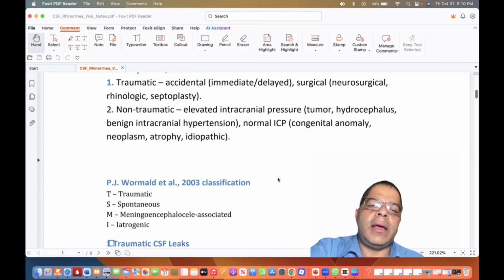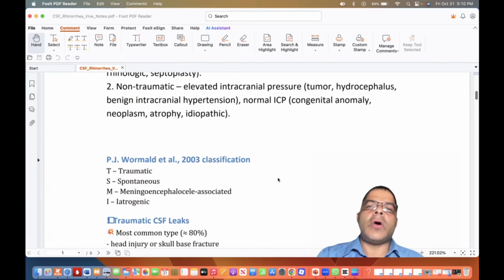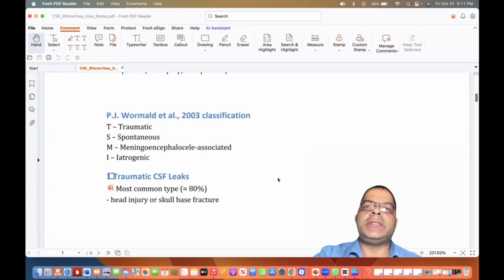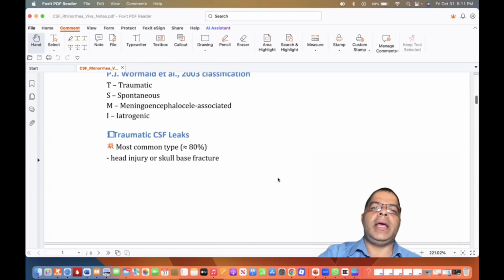But later on, one of the leading surgeons, P.J. Wormald from Australia, in 2003 revolutionized the classification, which puts all the CSF leaks into one group, classified as follows: T for traumatic, S for spontaneous, M for meningoencephalocele associated, and I for iatrogenic.